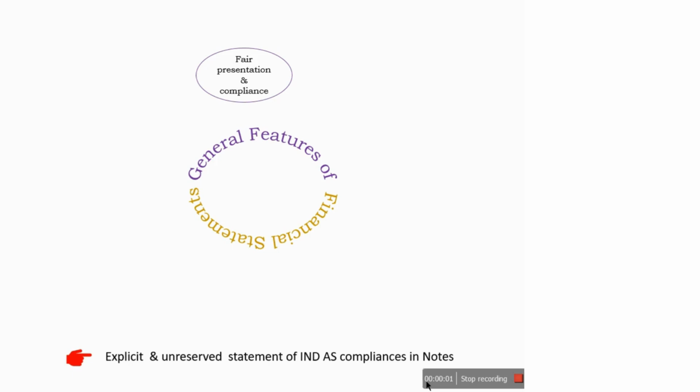An entity shall present its financial statements based on the going concern concept, unless management is of the view to liquidate the entity or cease trading, and there is no realistic alternative to do so. So if there is an uncertainty regarding the going concern of the entity, in that case financial statements of the entity will be prepared based on the going concern concept only.